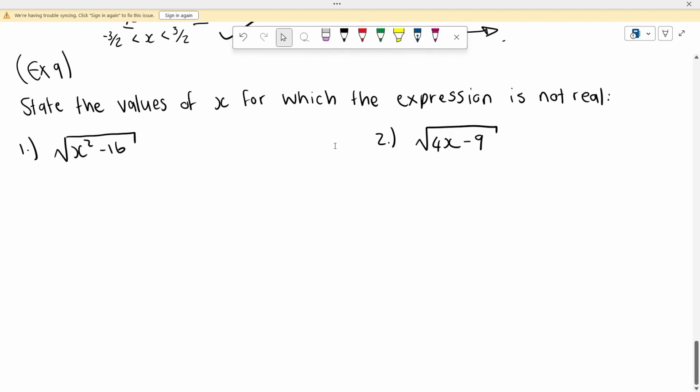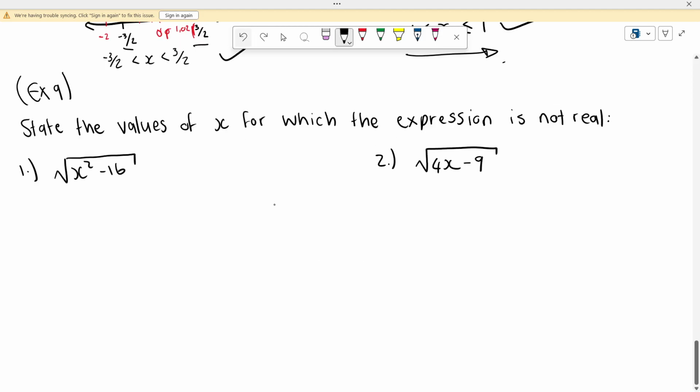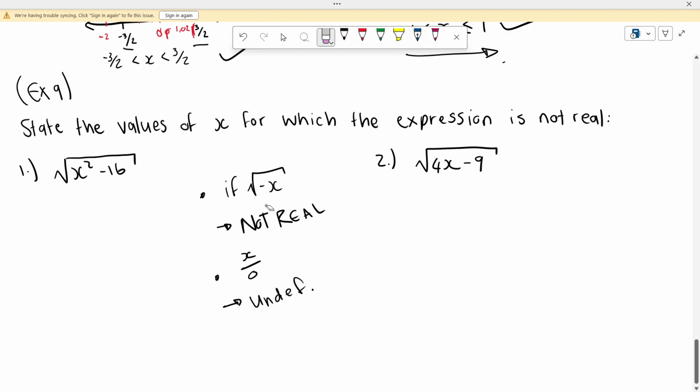Now this one, they're asking, state the values of x for which the expression is not real. Now, if you go back to what we've done previously in the year, you would have seen this note that I had you guys write. If you ever have a negative under a square root, the answer is not real. Remember, it's by the same thing that you wrote that if you have something over 0, your answer is undefined. Remember that. That's important to know.